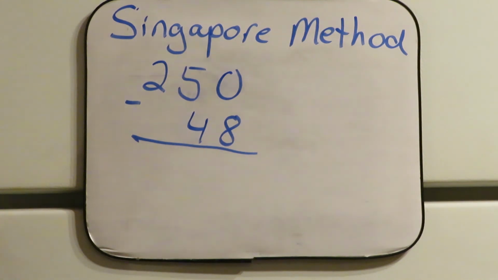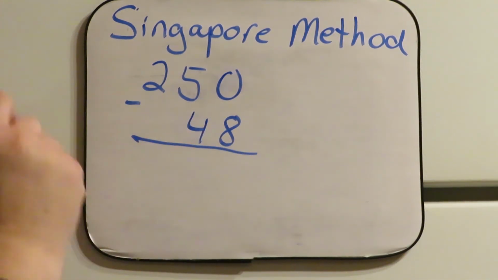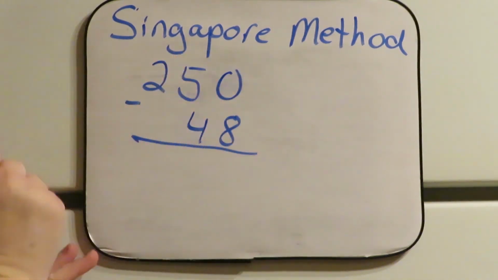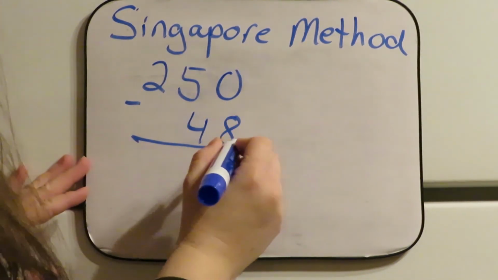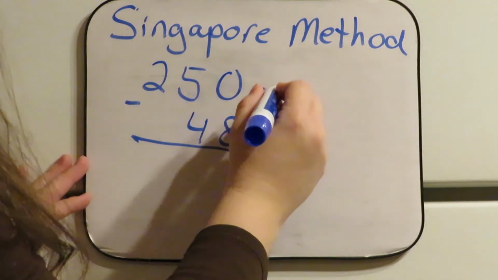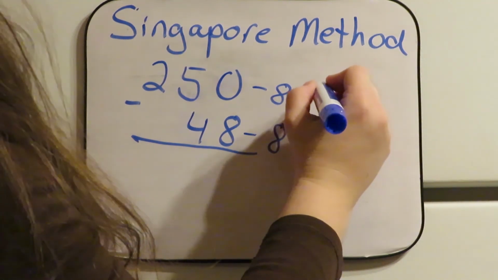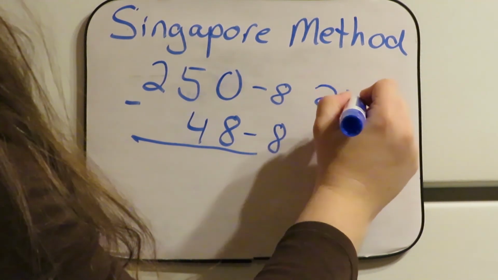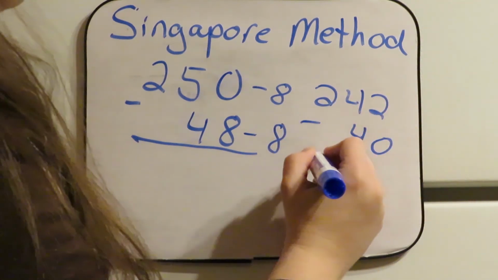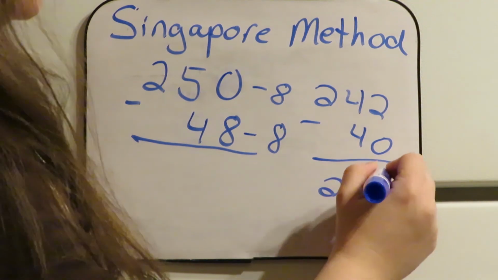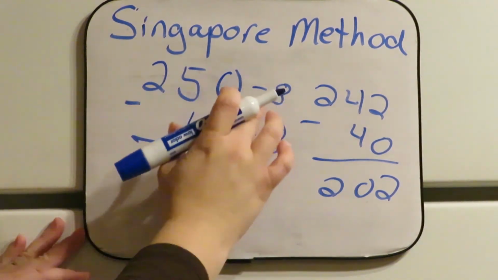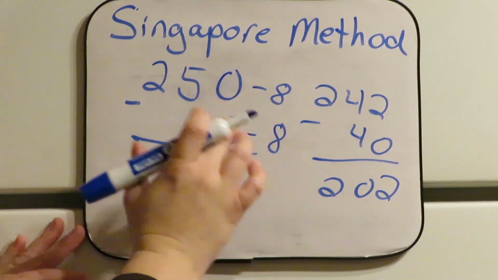This is called the Singapore method. In this case, they teach kids, instead of solving the problem in the columns, to subtract this number from both. So we get 242 minus 40. 202. Same answer, but we solve it by subtracting 8 from both numbers.